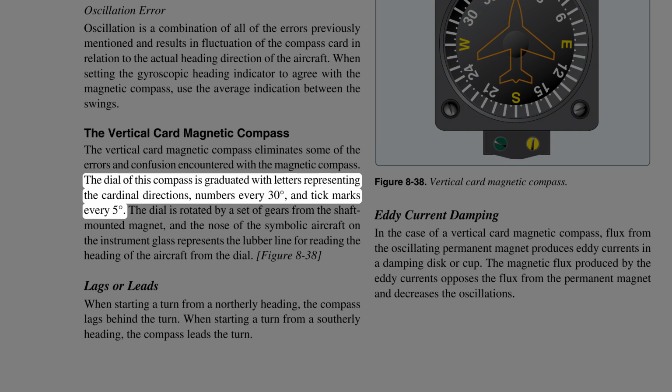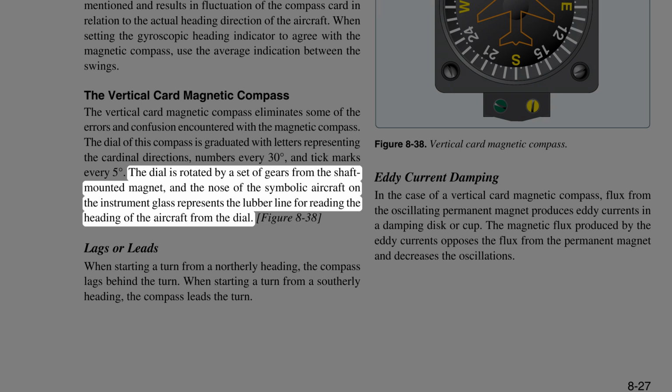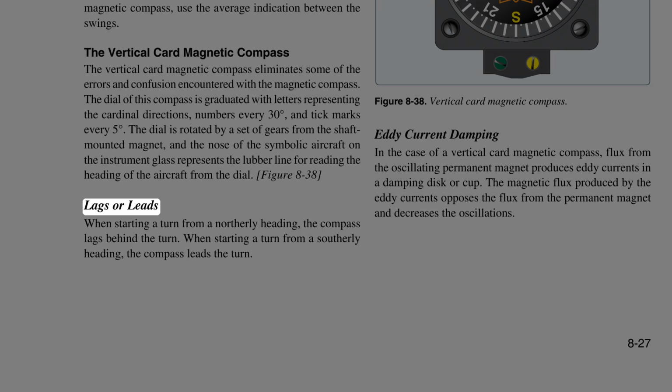The dial of this compass is graduated with letters representing the cardinal directions, numbers every 30 degrees, and tick marks every 5 degrees. The dial is rotated by a set of gears from the shaft-mounted magnet, and the nose of the symbolic aircraft on the instrument glass represents the lubber line for reading the heading of the aircraft from the dial. Lags and leads. When starting a turn from a northerly heading, the compass lags behind the turn. When starting a turn from a southerly heading, the compass leads the turn.